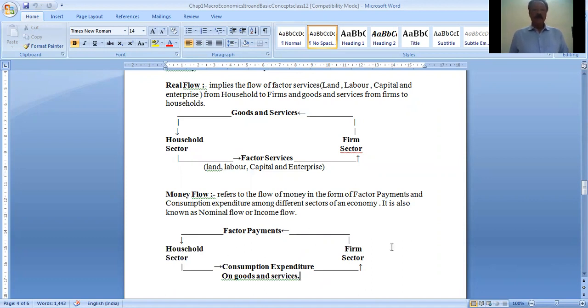Now the diagram would be: household sector is there and the firm sector is there.